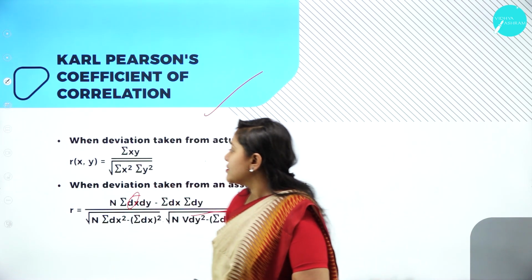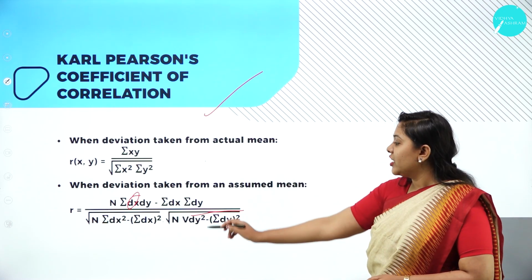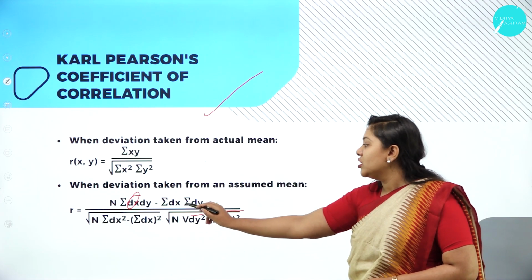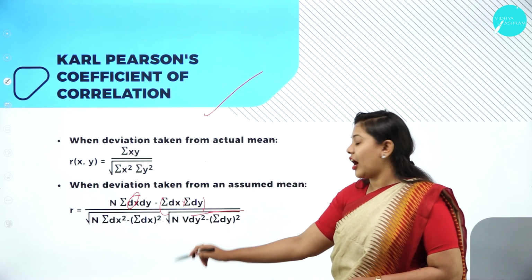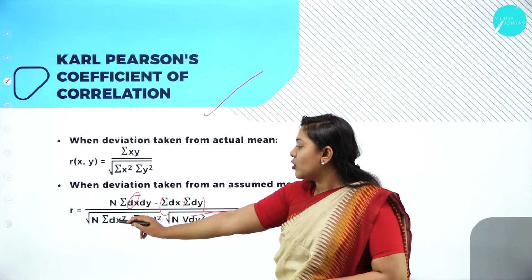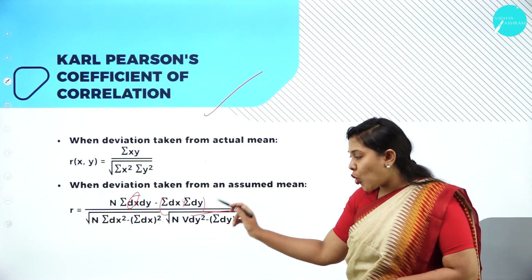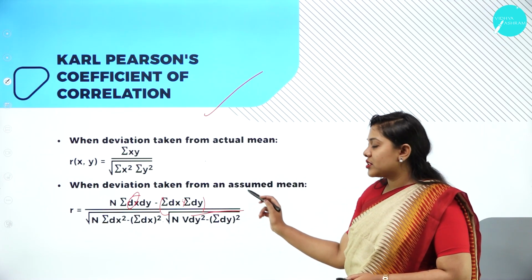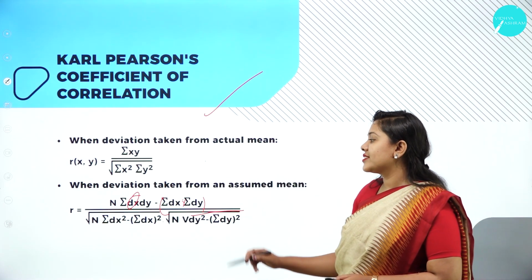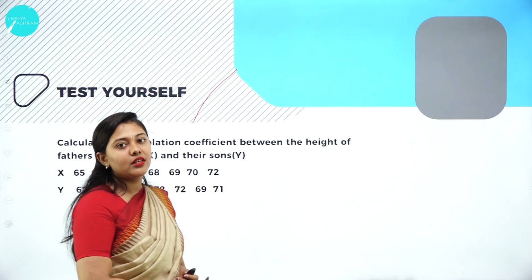This is the formula. Let us solve the problem and understand the question. Kindly go to the formula once again and understand. N, the number of observations, sigma dx dy minus sigma dx into sigma dy, divided by the whole root of N sigma dx square minus (sigma dx) whole square, into again root of N sigma dy square minus (sigma dy) whole square. You'll get the answer. So let us understand the question, what is given in the problem.